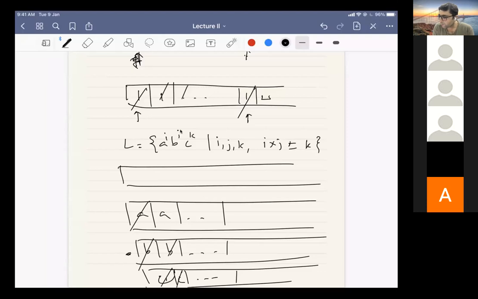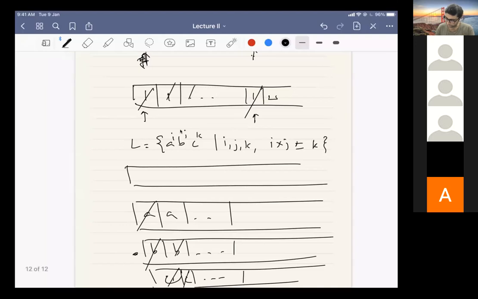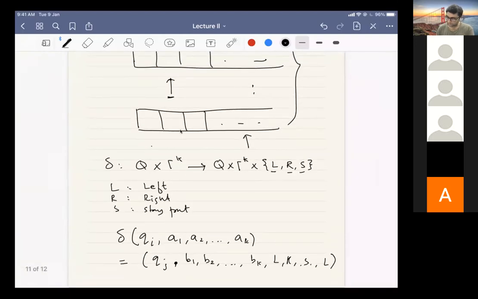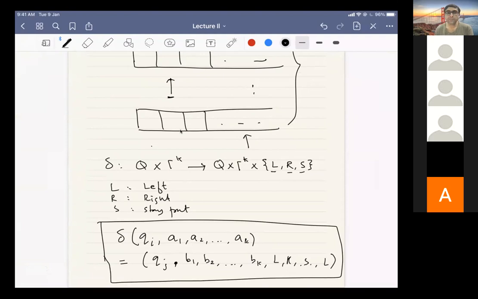Sir, in this, will we have an extra transition to move between the tapes? No, we don't have. Why do we need to have a transition? So now we have to stay put, right? We say, okay, forget about tape number one. The head stays put there. Whatever it is, it will not move. So we just keep moving the remaining head.